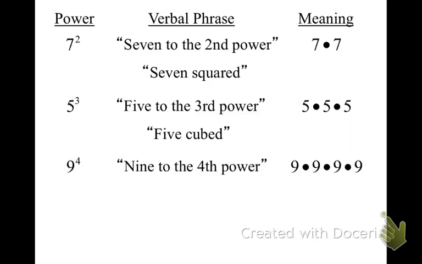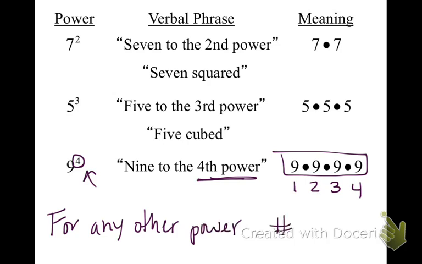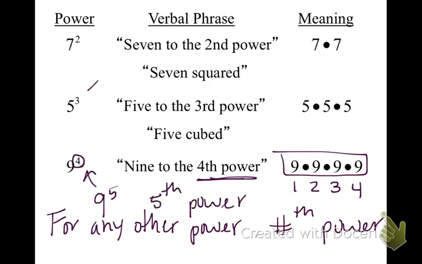Now for our example, 9 has an exponent of 4, so it's 9 to the 4th power. Since there's a 4 right here, I have 1, 2, 3, 4 times expanded through multiplication. Now, for any other power, it's going to be that number to the whatever power. So for example, if I have 9 to the 5th, it's going to be to the 5th power. The only special cases are 3 and 2. Everything else is just the number power.